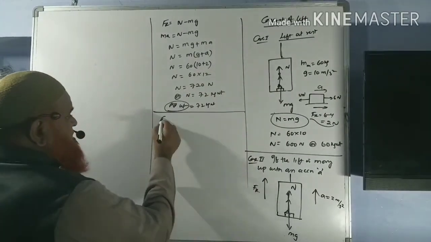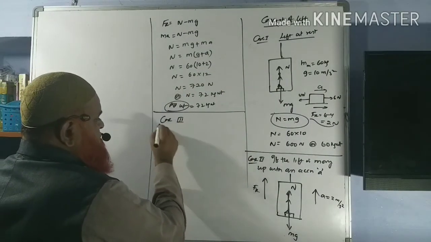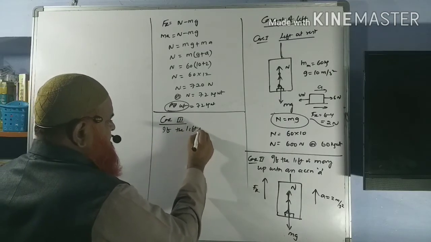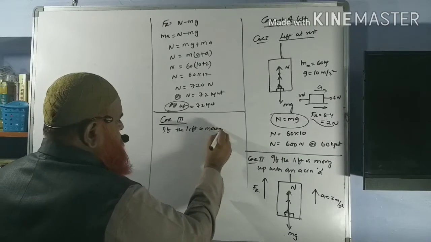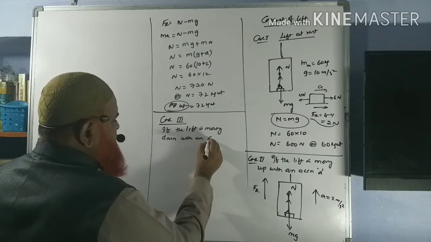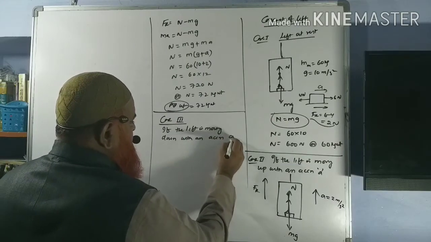So now let us see the next case, that is called as case 3. In this case 3, if the lift is moving down with an acceleration a.